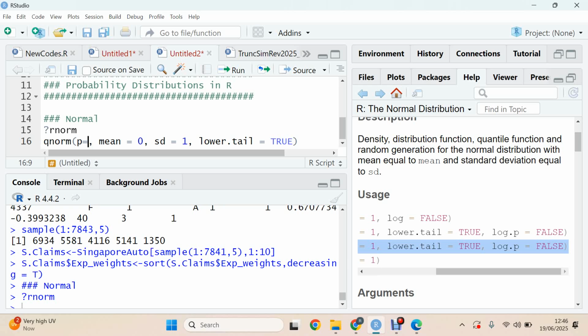We were reading this to get what? 1.96. Over here, negative 1.96. Why is this so? Because 0 is over here, so on the left, it should be negative. Okay. So let's do that. 0.025. Mean is 0 because we are reading from the standard normal, right?